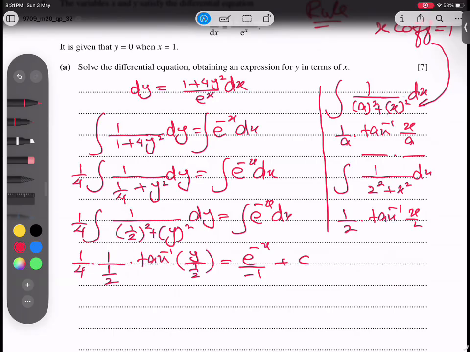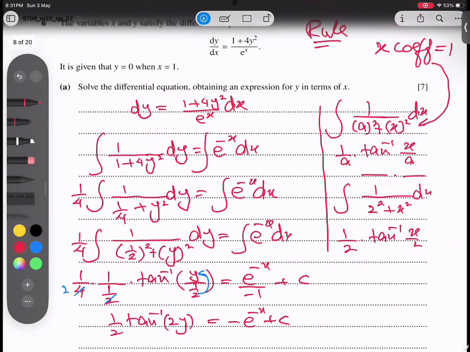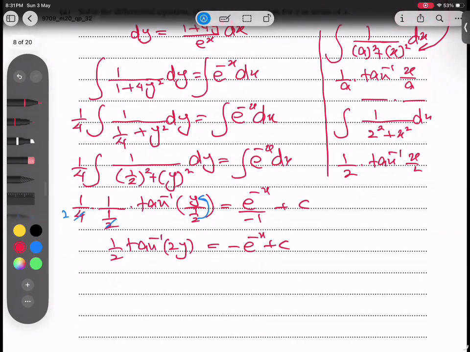So this will cancel out. Here I got a 2, and this 2 will flip up. So I'm getting here 1/2 tan inverse 2y in the bracket is equal to negative e to the power negative x plus c. I did not use the upper values. If you look at the top, given by him, x is 1 and y is 0.